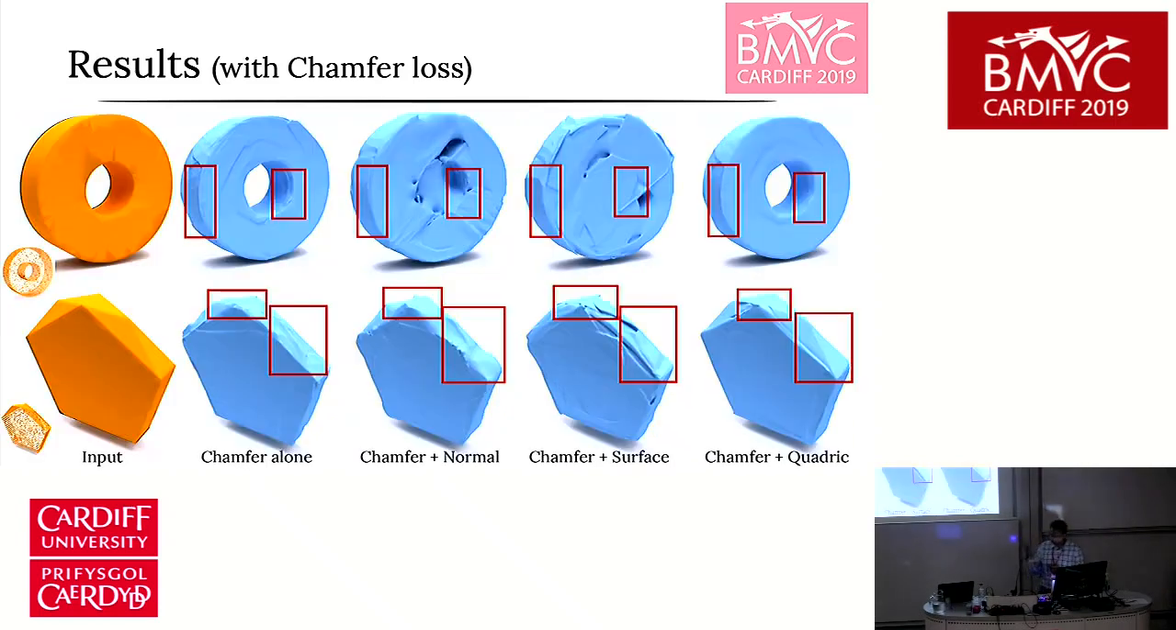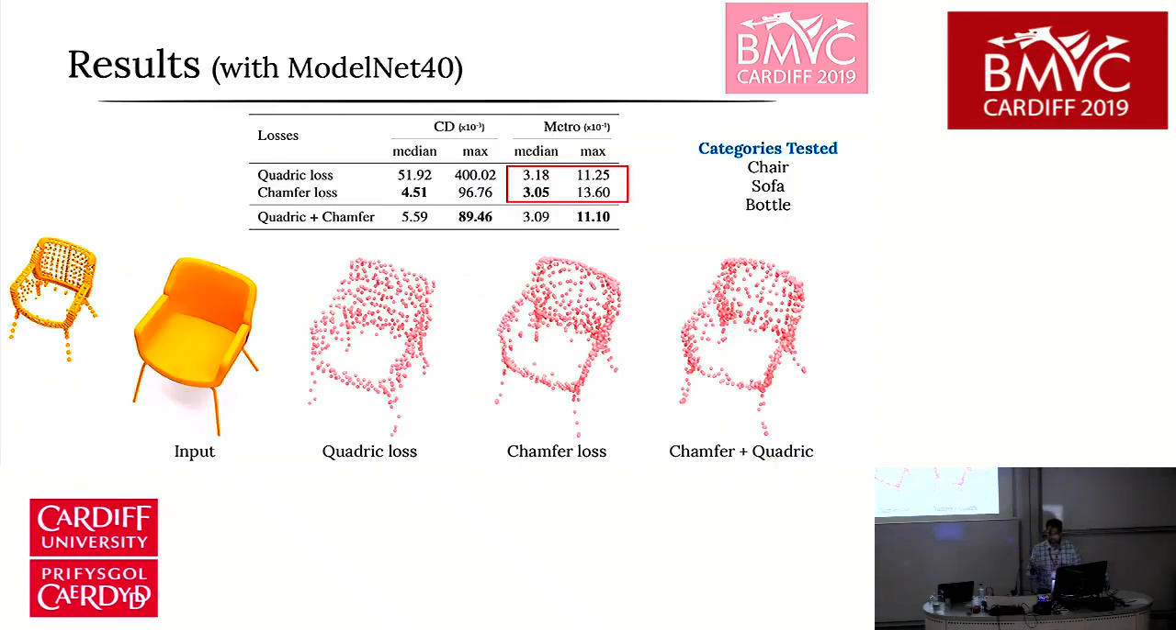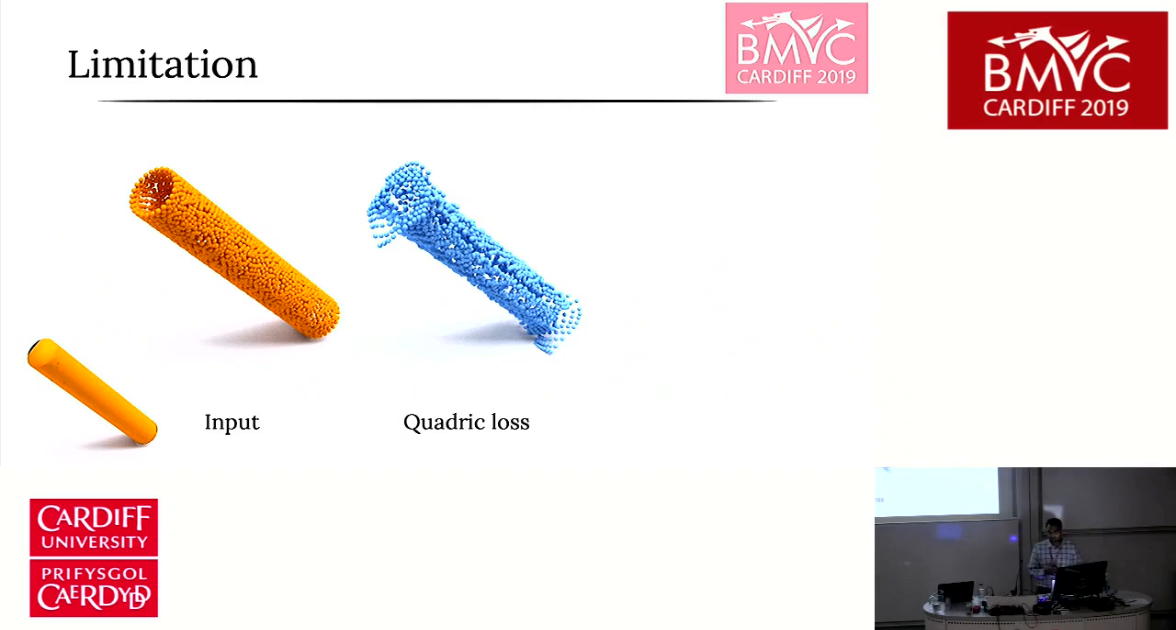Here are some more qualitative results when chamfers is combined with surface loss functions. As you can see, the combination of chamfers and quadric performs best even with shapes with different topology and geometry. The reconstructions are just much sharper with our loss function. We also tested quadric with more complex models like shapes from the ModelNet 40 dataset, specifically in 3 categories, and found consistent performance.